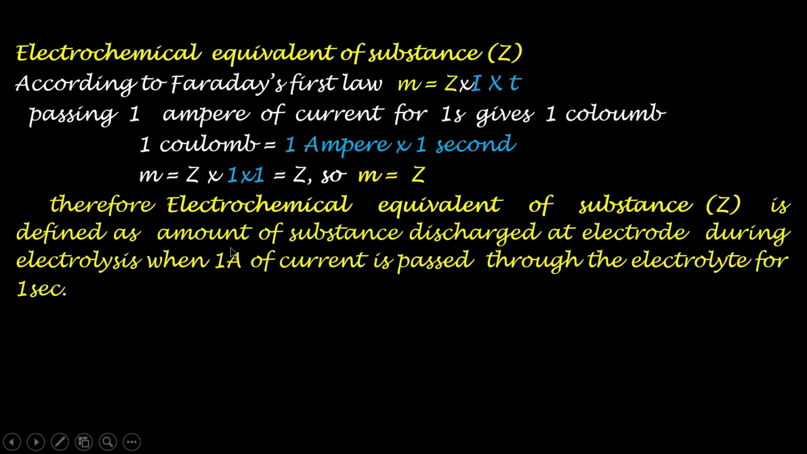Even the statement of Faraday's first law may also be asked. State Faraday's first law. That will be for 1 mark. The definition of the electrochemical equivalent of substance can also be asked for 1 mark. Or sometimes they may ask what is 1 coulomb. So 1 coulomb is the quantity of electricity when 1 ampere of current is passed through the electrolyte for 1 second. That way you have to define the coulomb. 1 coulomb equals 1 ampere into 1 second.